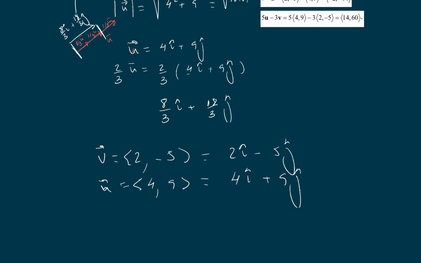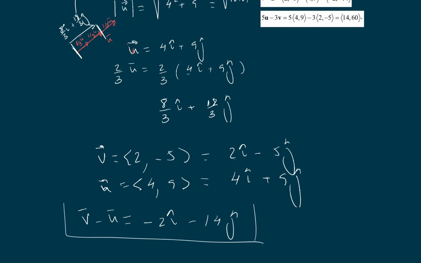And the vector v minus u is 2 minus 4, minus 2i, and minus 5j minus 9j, minus 14j. So the vector v minus u is this vector, and it is the vector that goes from the head of u to the head of v.